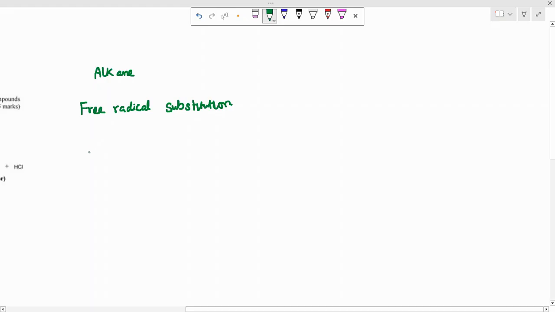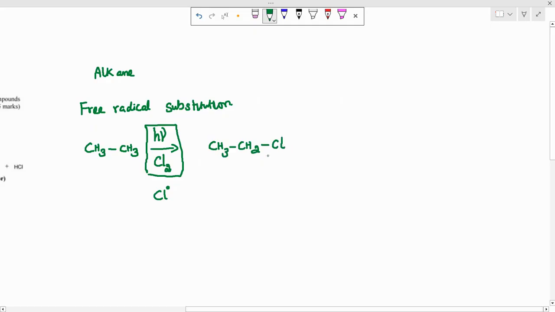To give the free radical substitution, we have to give the reagent. That reagent should produce free radical. For example, if you are having ethane, CH3CH3, this is alkane, and if you want to give the free radical substitution, you have to add the reagent Cl2 and you have to pass the light. This reagent will produce Cl dot free radical. So this Cl dot will replace one of the hydrogens in ethane. So look at this, that Cl dot is replacing one of the hydrogens in ethane.